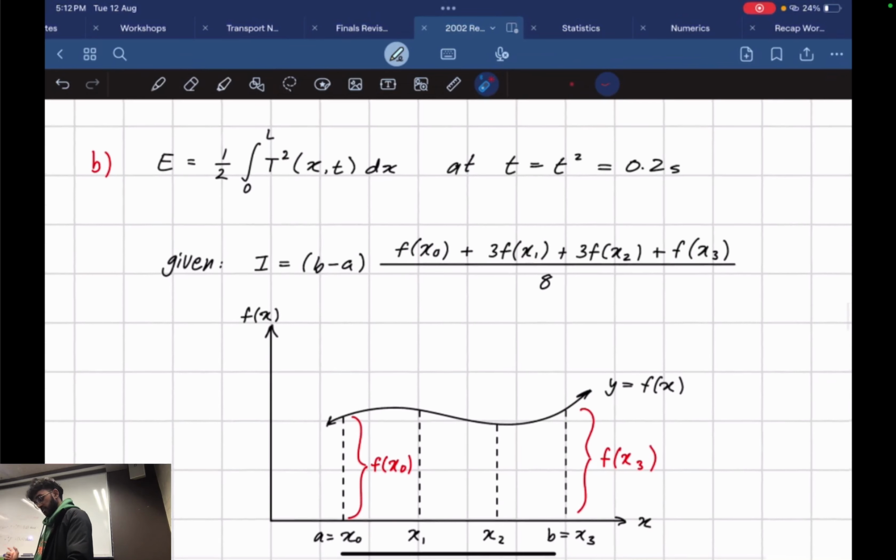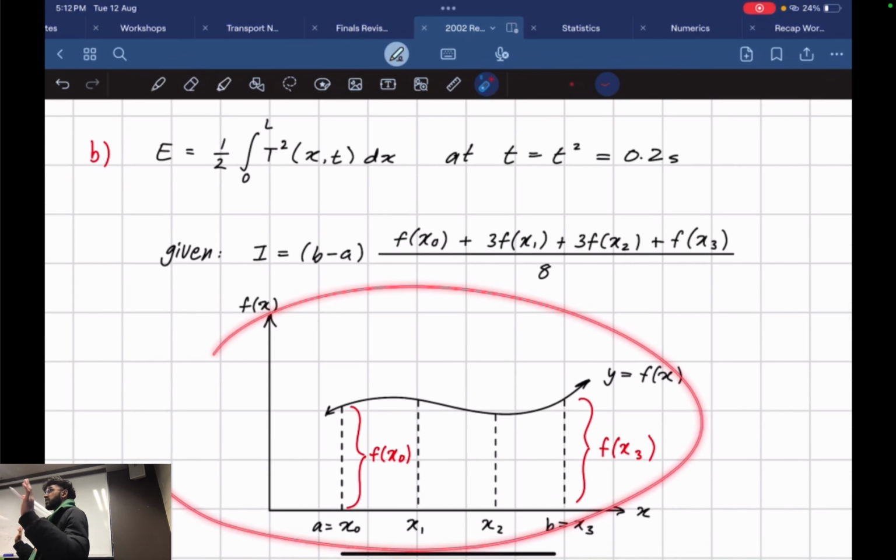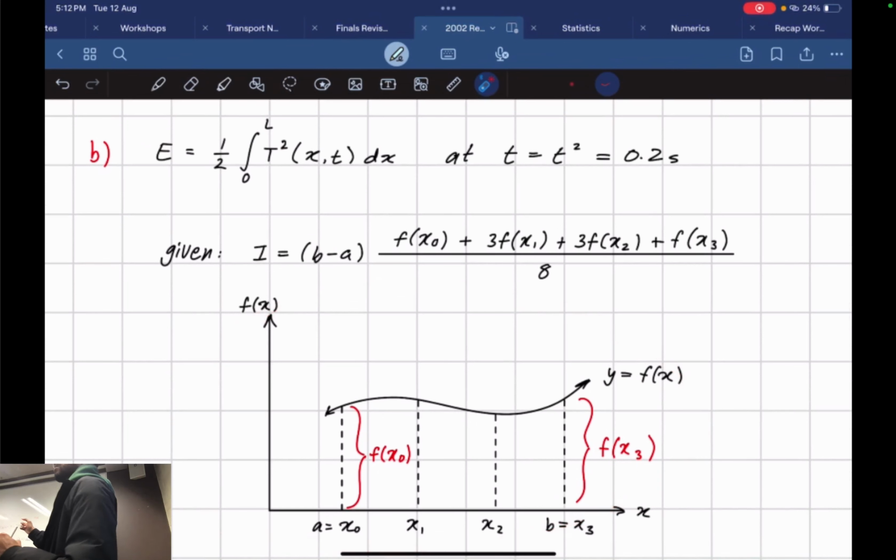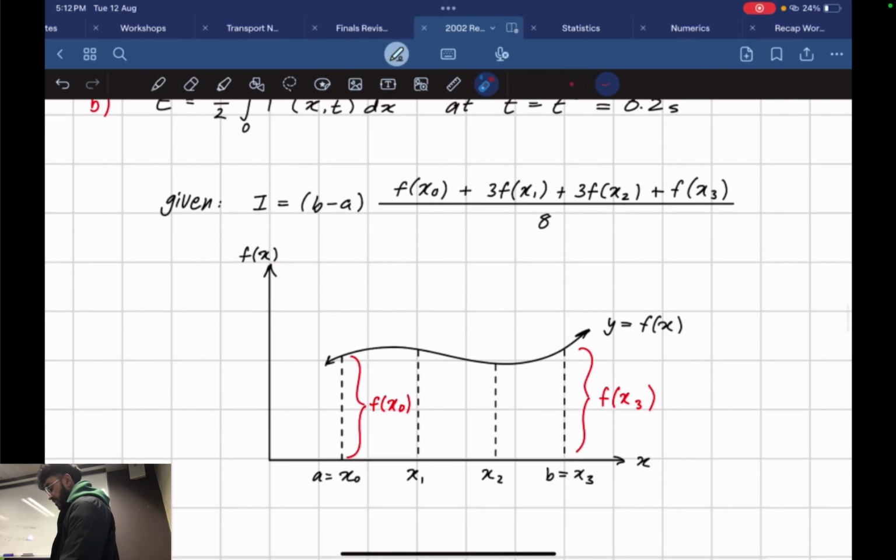So imagine we have some random, ambiguous graph, y equals f of x, and we've got our steps x0, x1, x2, x3, with a and b being the initial and final points. So we know the height is just the value of the function at that x value. So this is f of x0, this is f of x1, this is f of x2, and this is f of x3. Everyone get that? It's just math.